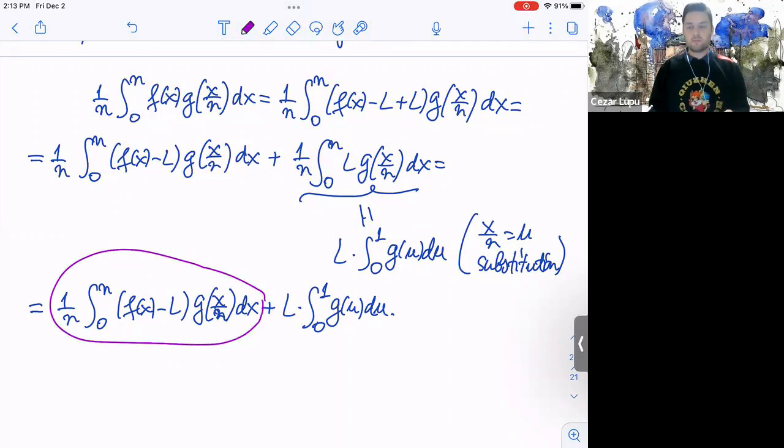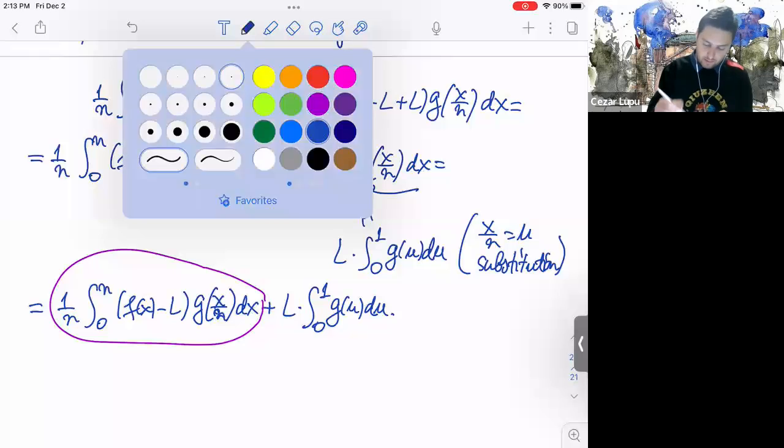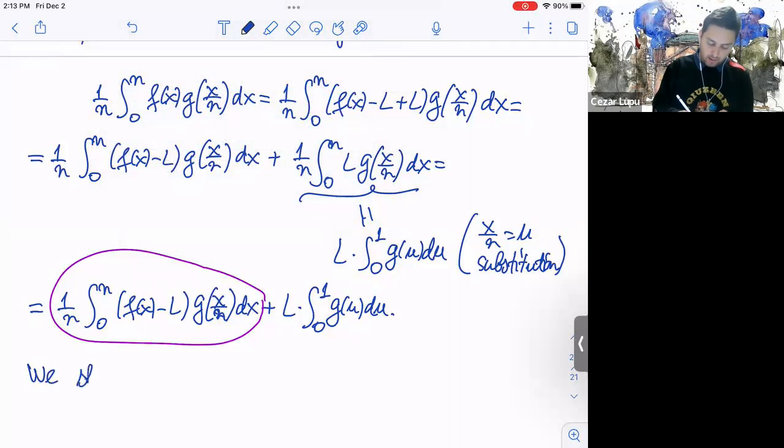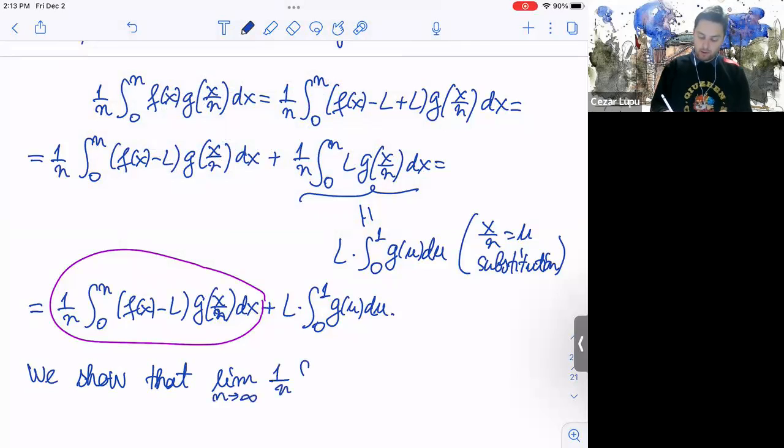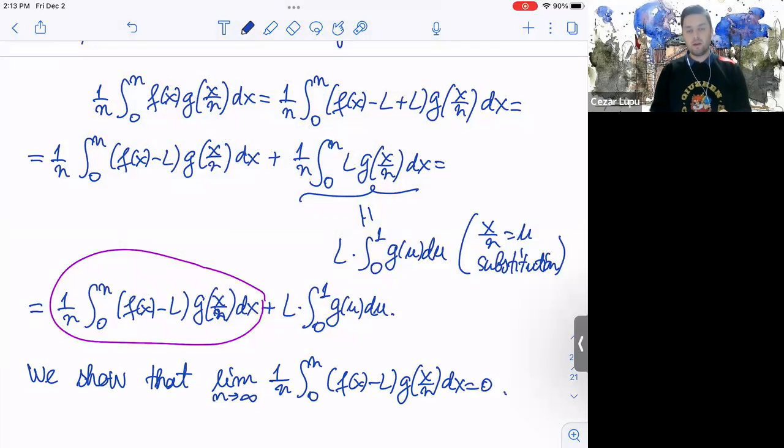So basically, we're going to use pretty much the same idea as we have done in the particular case. We'll try to squeeze this integral. In other words, we will prove that the limit as n approaches infinity of 1 over n times the integral from 0 to n of f of x minus L times g of x over n dx is 0. If we show this, then the problem is over.